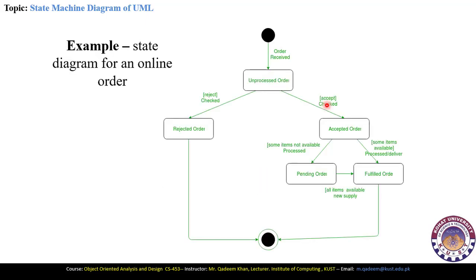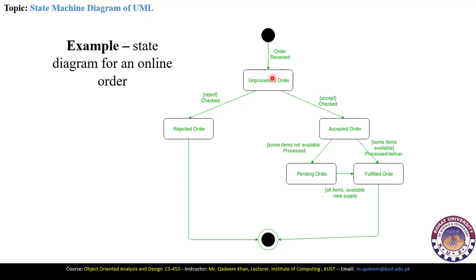This one is another state machine diagram, for an online order system. When we want to order some products through the internet, there is a certain set of states to be used, and that is represented here by this state machine diagram. First, the order will be received by the online ordering system from the customer, but that order will be an unprocessed order.